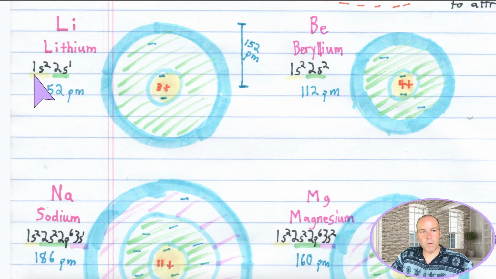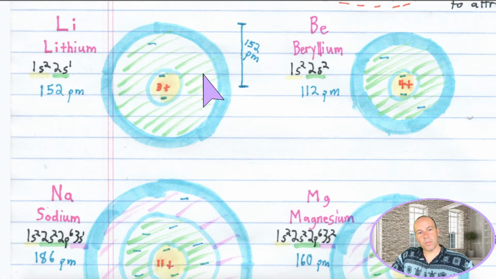You see 2 of them are in the inner shell, shell number 1, which is the 1s orbital. Those 2 electrons are in the 1s orbital. And then that 1 electron is in the outer second shell in the 2s orbital. Okay, so there's 1 outer electron.